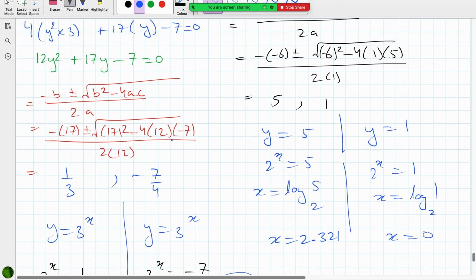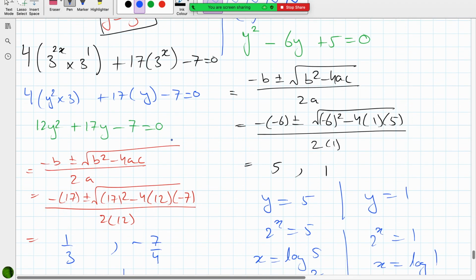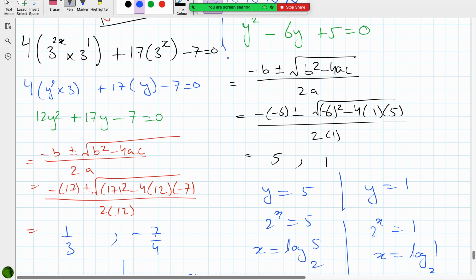Any ambiguity? And did you connect your y? I can do that again if there's any confusion, converting this into y.